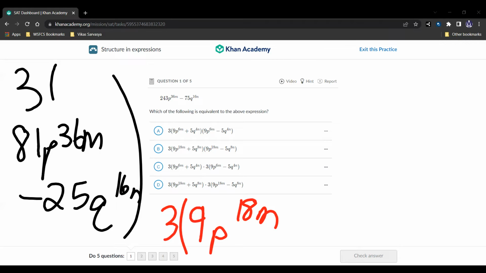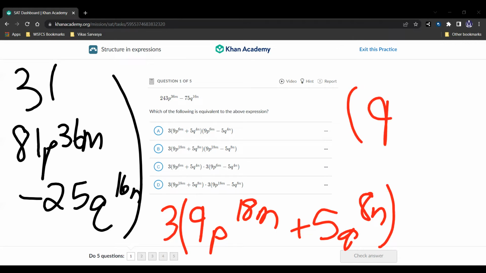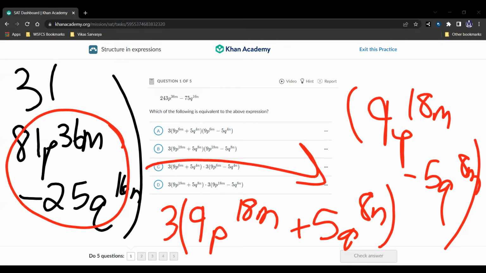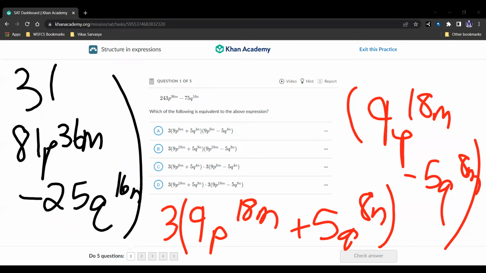And it's going to be 9p to the 18m minus, or we can do plus for the first one. So plus 5q to the 8m, and then multiply this by 9p to the 18m minus 5q to the 8m. Now, if you don't know why we're doing this difference of squares, look up a squared minus b squared, or a plus b times a minus b, and you'll understand how we're taking this whole thing and factoring it down into this. It's an incredibly important factorization, and it's very useful, so you need to know it.